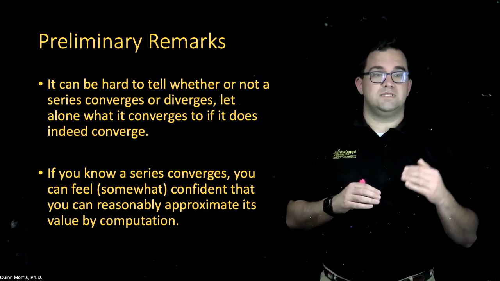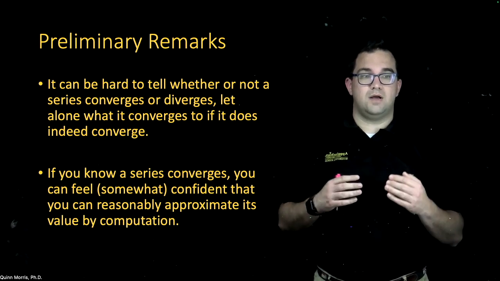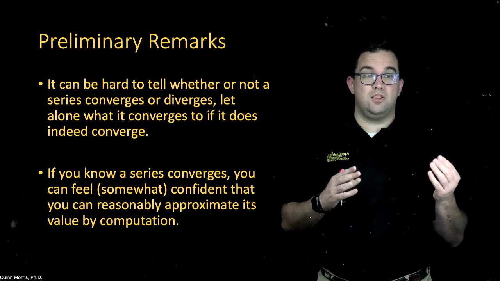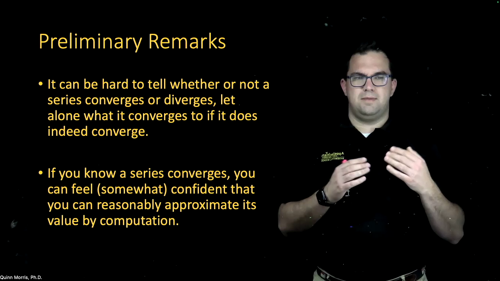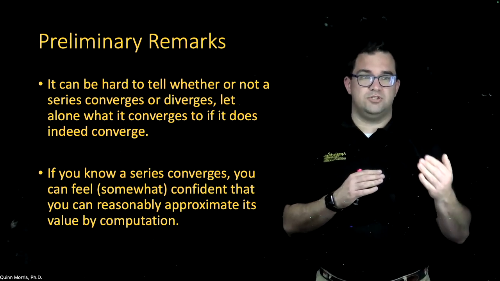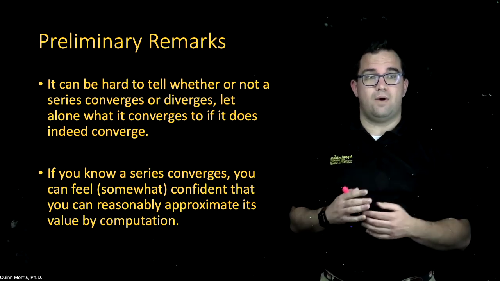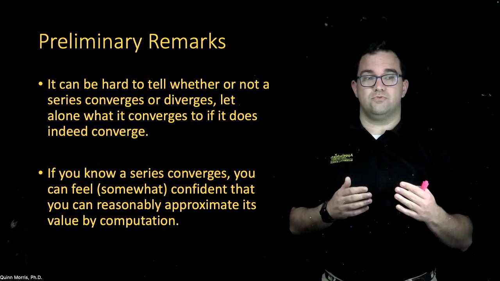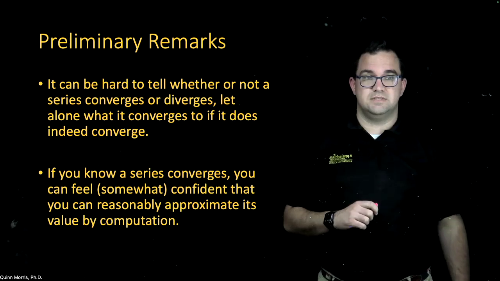If you know that a series converges, then you can feel somewhat confident that you can approximate the value that it converges to by simply taking a very large partial sum. So even though it maybe seems not so helpful to just know that a series converges but not know what it converges to, in fact, it can be quite helpful because it gives us a sense of assurance that our computational results likely approximate the true value of the infinite series.